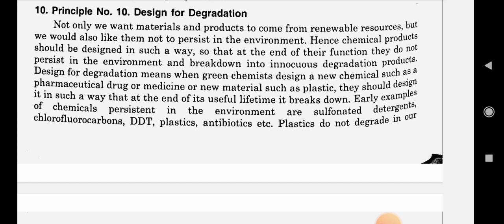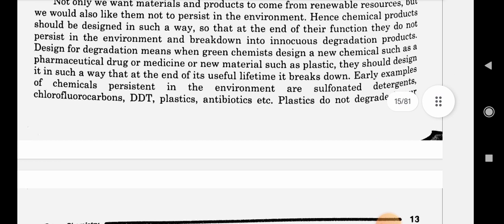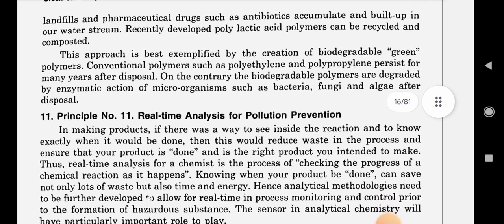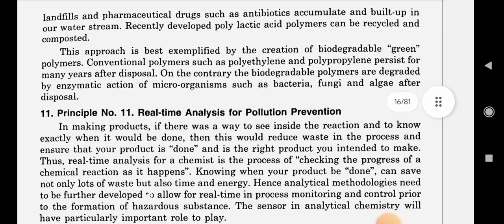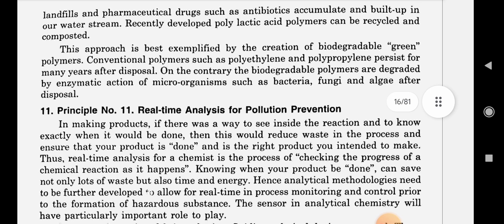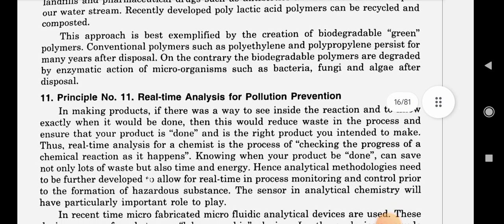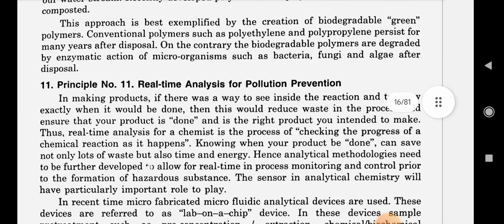Early examples of chemicals persisting in the environment are sulfonated chlorofluorocarbons, DDT, plastic, antibiotics, etc. Plastics do not degrade in our landfill, and pharmaceutical drugs such as antibiotics accumulate and build up in our water streams. Recently developed polylactic acid polymer can be recycled and composted.